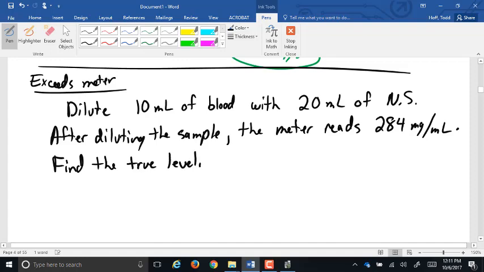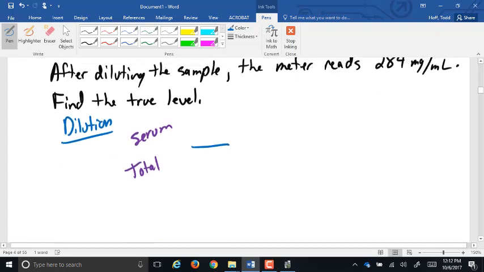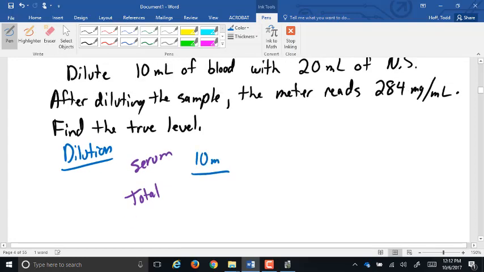Well, in order to find the true level here, the first thing we have to do is find the dilution used. The dilution, of course, will always be serum to total. And yes, how much serum, how much blood in this case? 10 milliliters, yep, to 30, very good. It's going to be 10 plus 20.